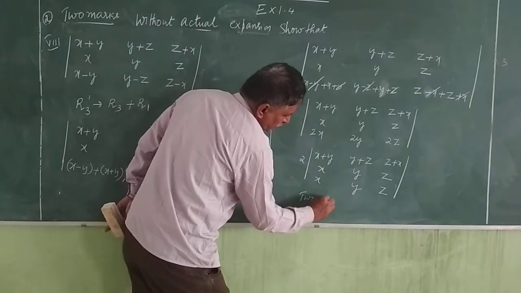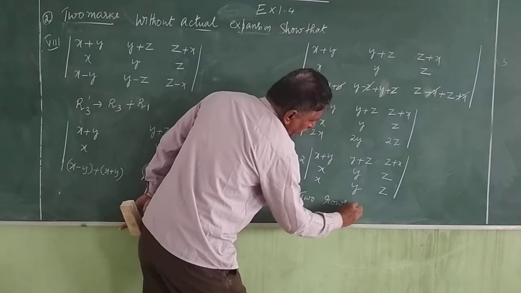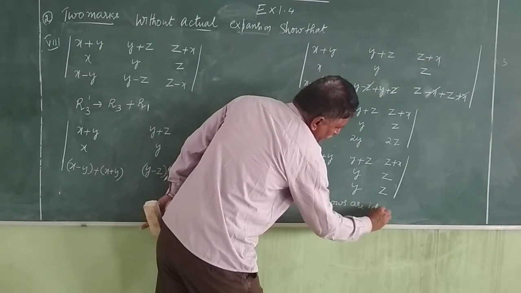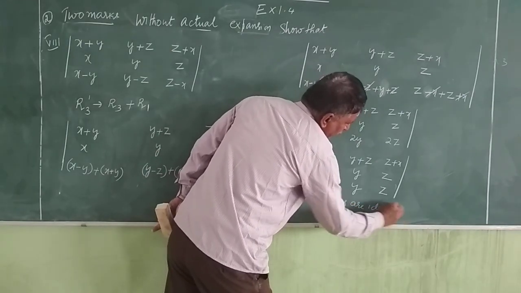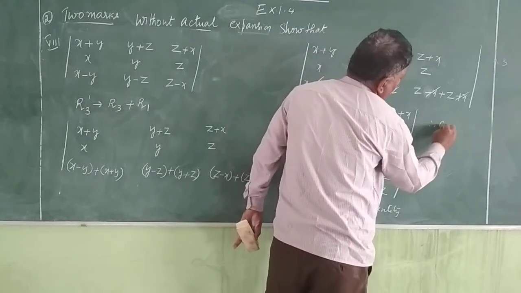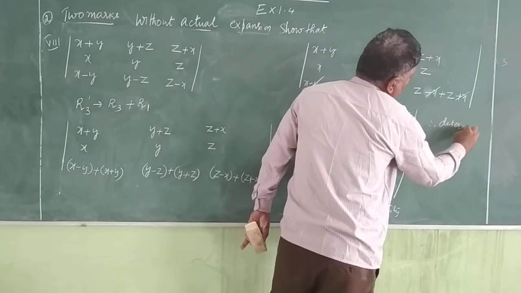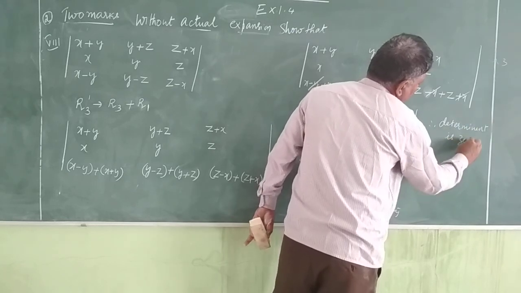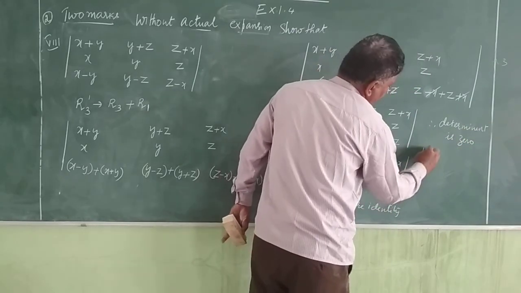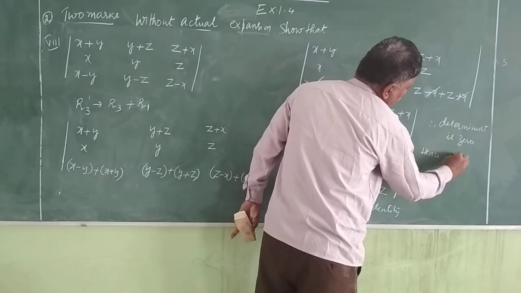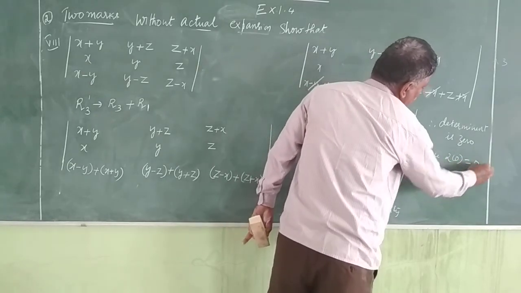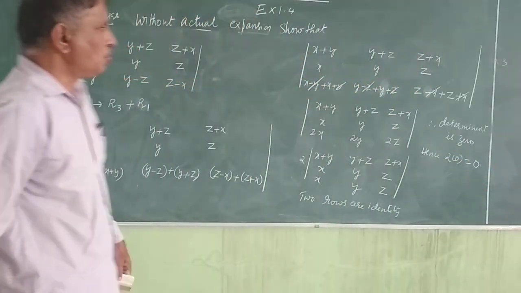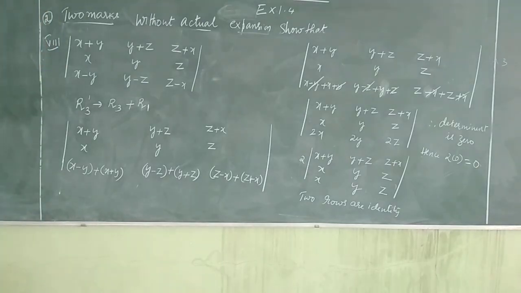Two rows are identical. So therefore the determinant is 0. Hence 2 into 0 is equal to 0. Hence proved.